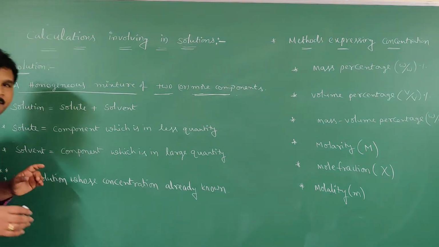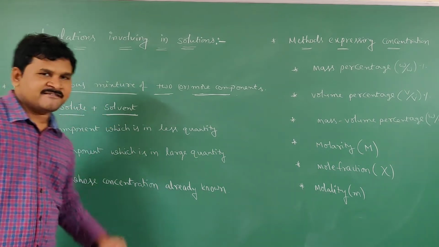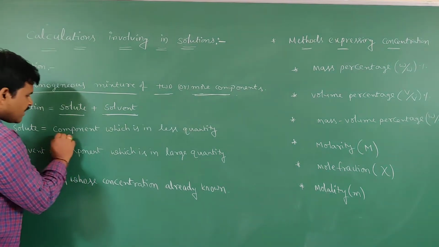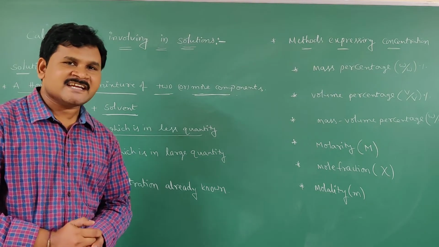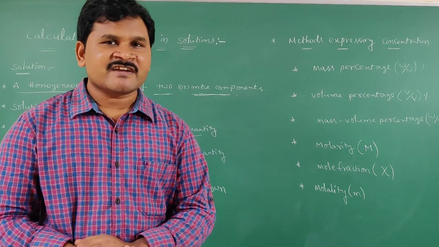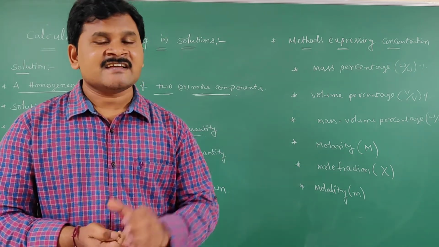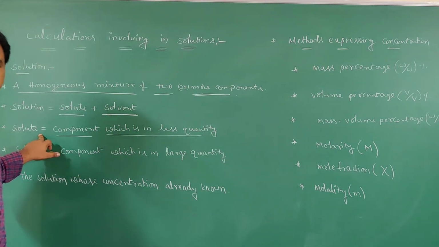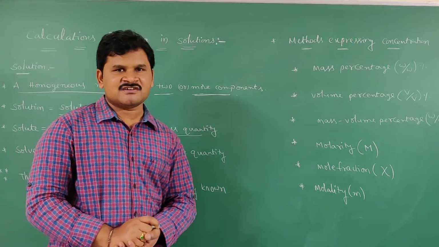A solution is mainly made up of two components, that is solute and solvent. What is a solute? Solute is the component which is in less quantity in a solution. For example, 5 grams of sugar is dissolved in 100 grams of water. Here, 5 grams of sugar is the least quantity, so that is called the solute.